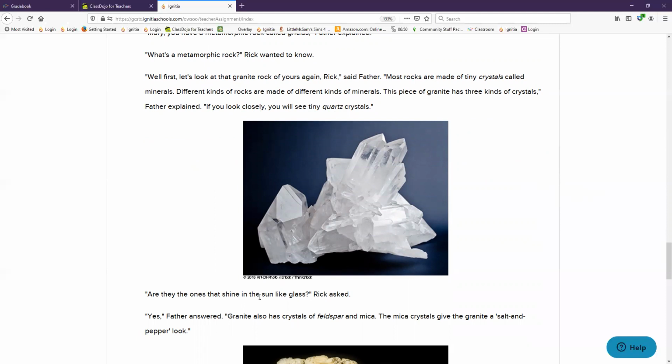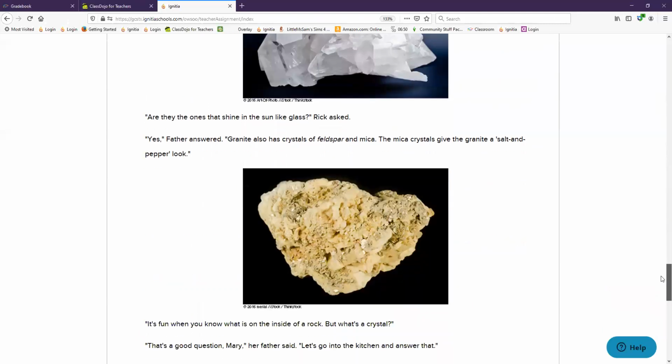Are they the ones that shine in the sun like glass? Rick asked. Yes, Father answered. Granite also has crystals of feldspar and mica. I don't know how you say that. Do you think it's mica? The mica crystals give the granite a salt and pepper look.